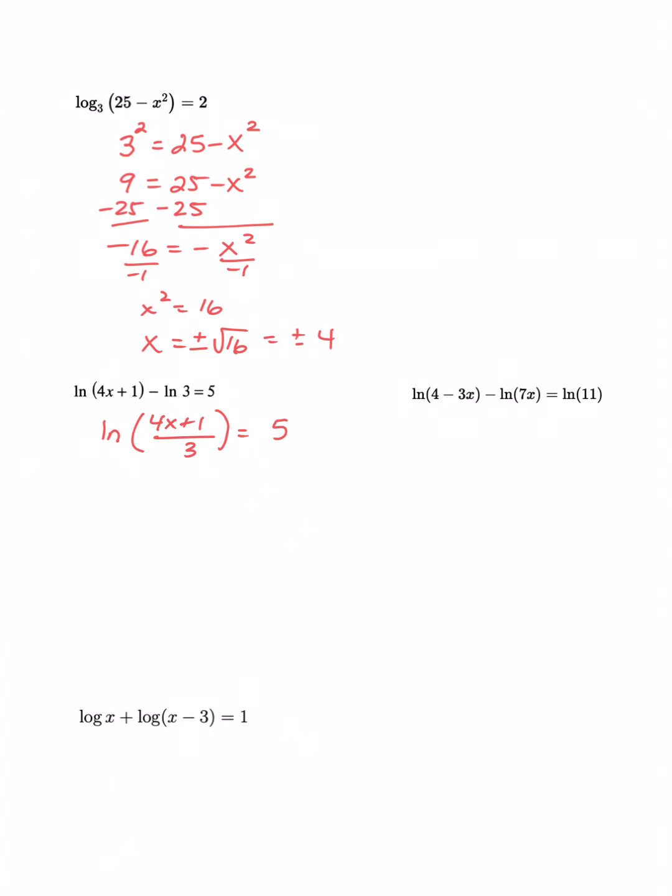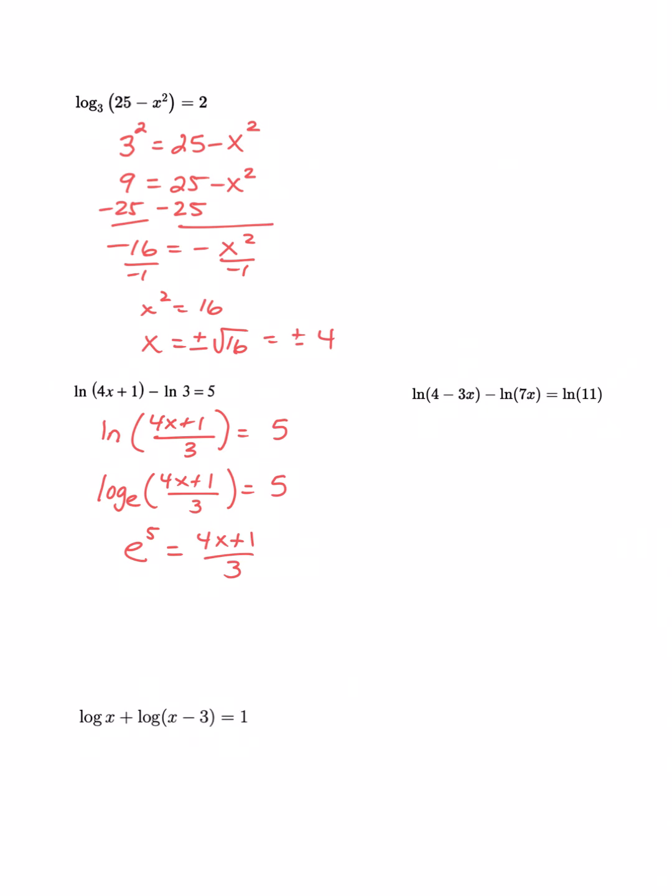Again, remember that ln is log base e. So if we translated that into log base e, you would see that because we don't have log base e on both sides of the equation, you can go ahead and turn this into an exponential function. So as an exponential function, the base is e, the exponent is 5, and the answer is 4x plus 1 over 3. E to the 5th is just a number. You can calculate that with your calculator.